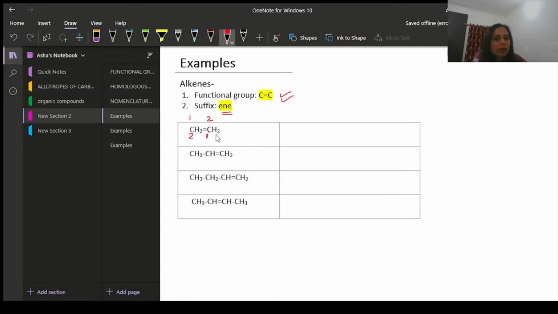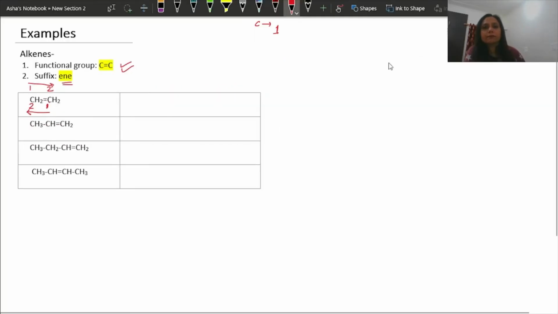Numbering is correct from either side, you can take the numbering from this side to this side or from this side to this side. In both conditions, the first numbered carbon is getting the double bond. If we go from this side, the first number gets the double bond. If we go from this side, the double bond also comes with the first carbon. So either is correct. Now it has 2 carbons. So the root word, you know that for carbon we have root words. For 1 carbon we always write meth.